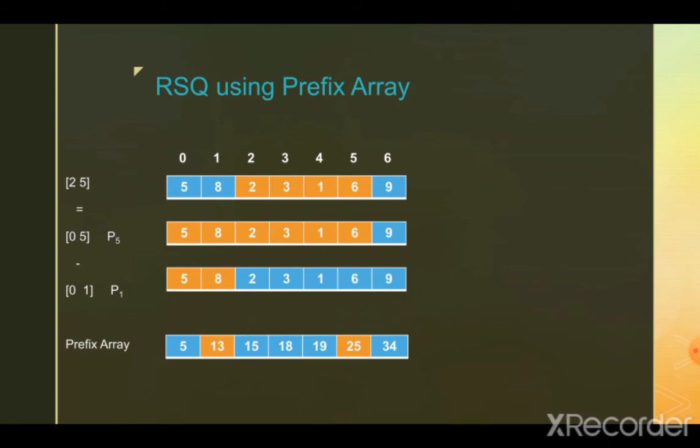So the corresponding elements in the prefix array are at position 5 and at position 1, which are 25 and 13. So the range sum of 2 to 5 is equal to P5 minus P1, which is equal to 25 minus 13, which is equal to 12. So in this way, using the prefix sum arrays, we can determine the sum of the range in constant time. It doesn't matter what the size of the range is.